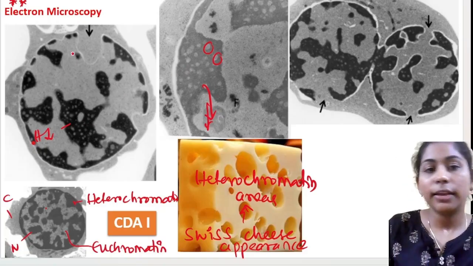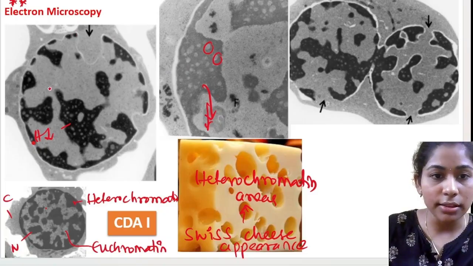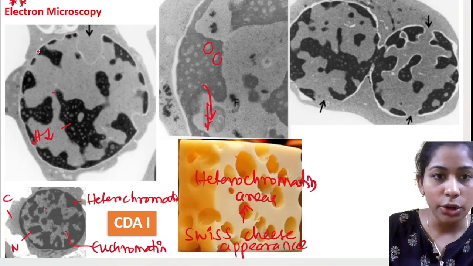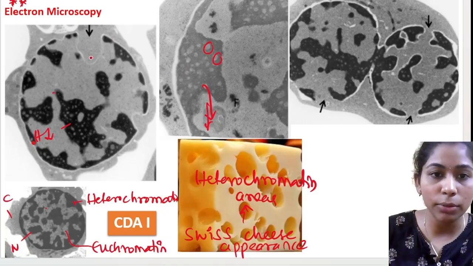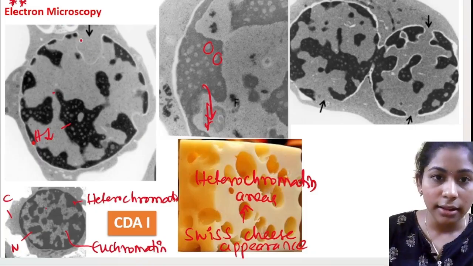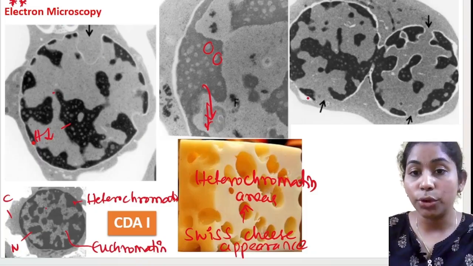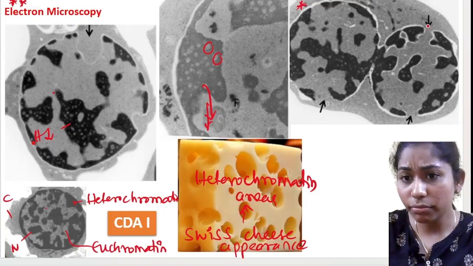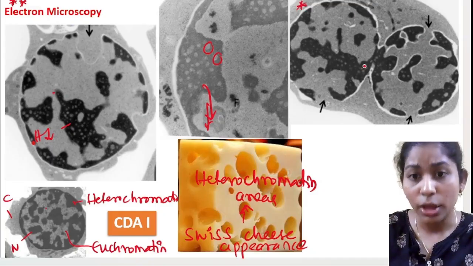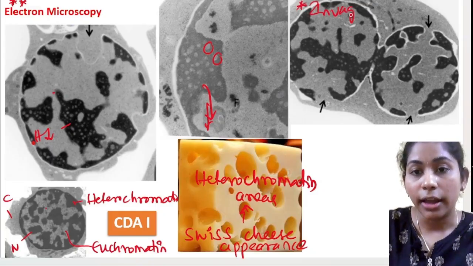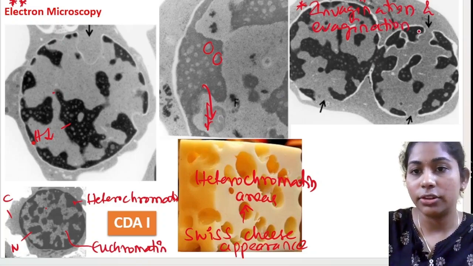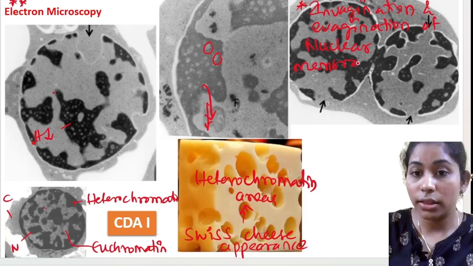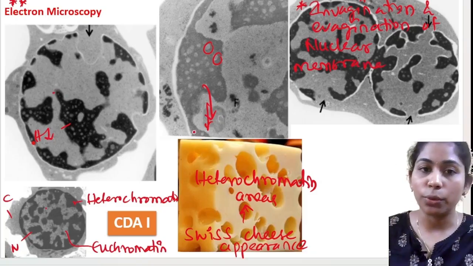And one more finding: can you see the arrow mark here? This is the nucleus and this is the cytoplasm. What is this? This is the nuclear membrane, right? What's happening to the membrane? Can you see the membrane is going inside? There is another most important finding here also. The membrane is going inside here also, and here also. So there is invagination and evagination of the nuclear membrane. These are the two classical findings in electron microscopy in CDA type 1.